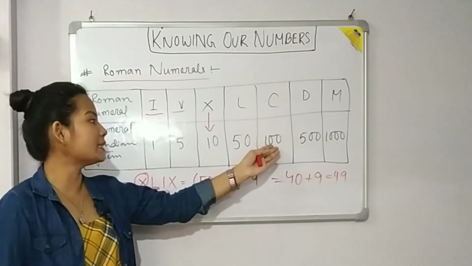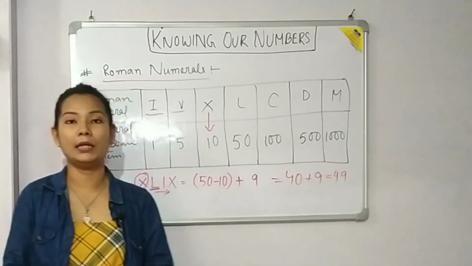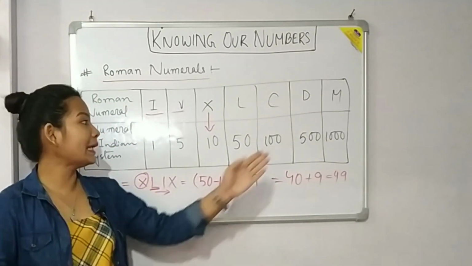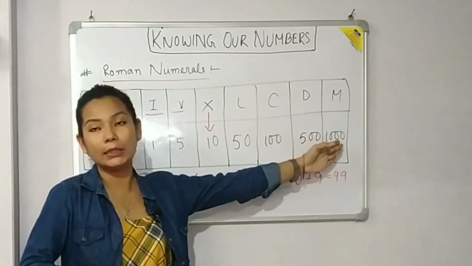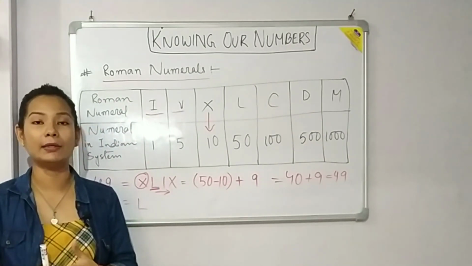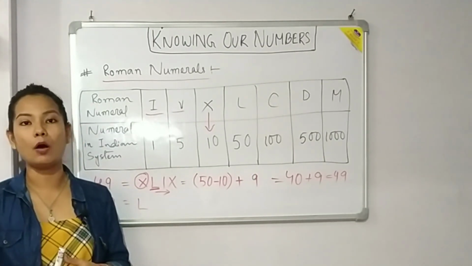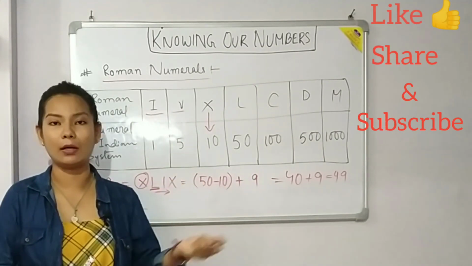In this way you can easily find out for 100, 500 and 1000. And if you face any problem regarding 100, 500 and 1000, then please let me know in my comment section. I will try to make one more video on that, and I will show you how to find out for 100, 500 and 1000.